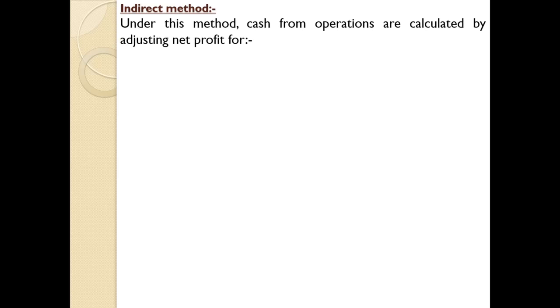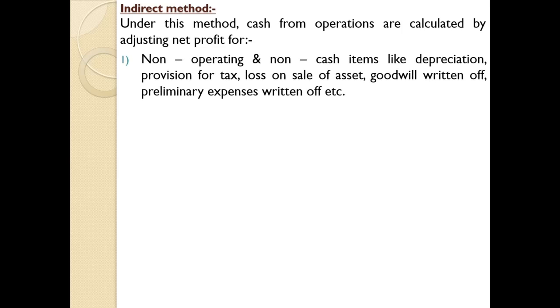First of all, under this method, cash from operations are calculated by adjusting net profit. If you remember, in fund from operation, we began with net profit during the year. Just like that, we will be following the similar step in the indirect method also. So, from the net profit during the year, you will add back non-operating and non-cash items like depreciation, provision for tax, loss on sale of asset, goodwill written off, preliminary expenses written off, likewise.